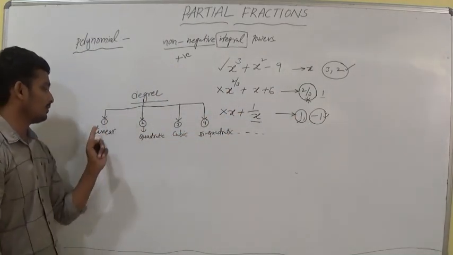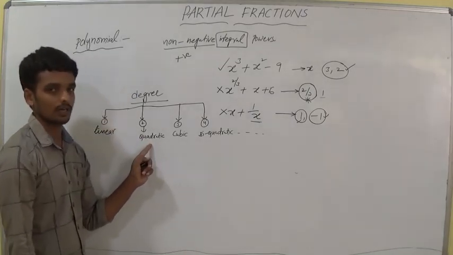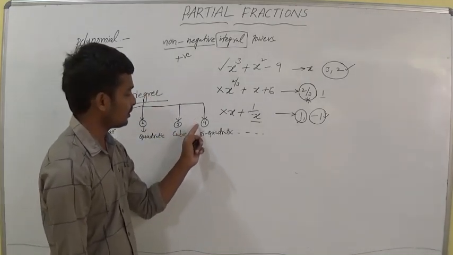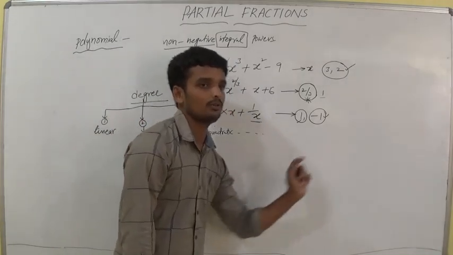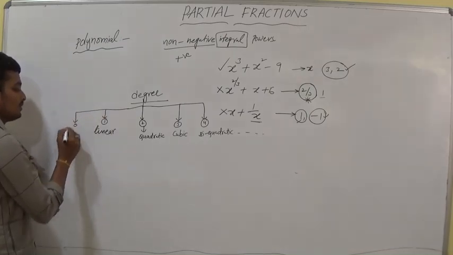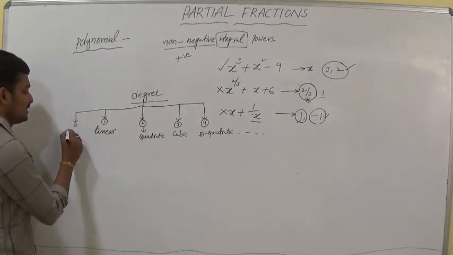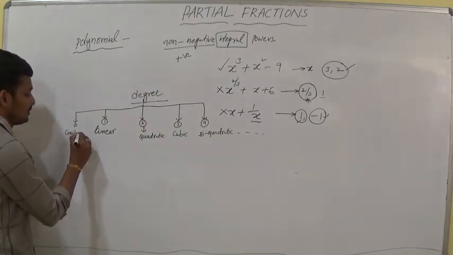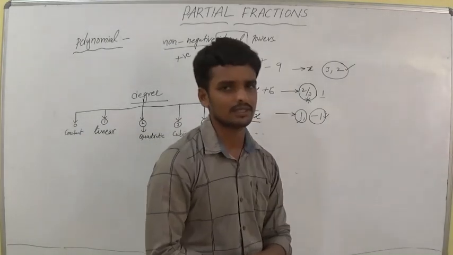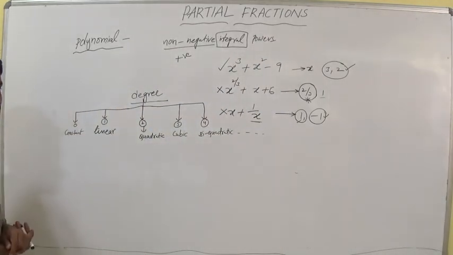The degree of a polynomial being 1 is called linear polynomial. Degree 2 is called quadratic polynomial. Degree 3 is called cubic polynomial. Degree 4 is called biquadratic polynomial. So move like this. If the degree of a polynomial is 0, then the polynomial is called a constant polynomial. Constant means numbers. The degree of a polynomial being 0 is called constant polynomial.